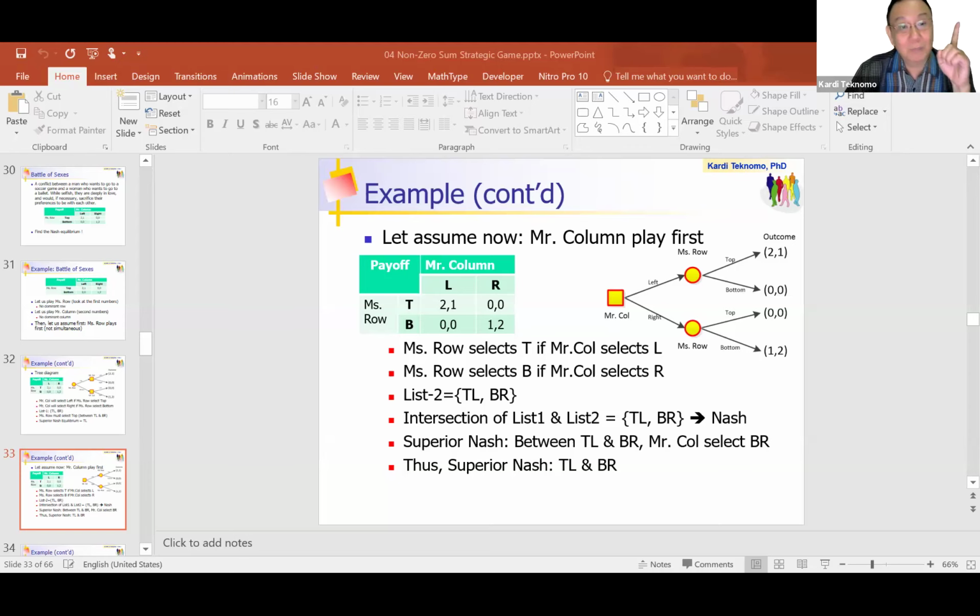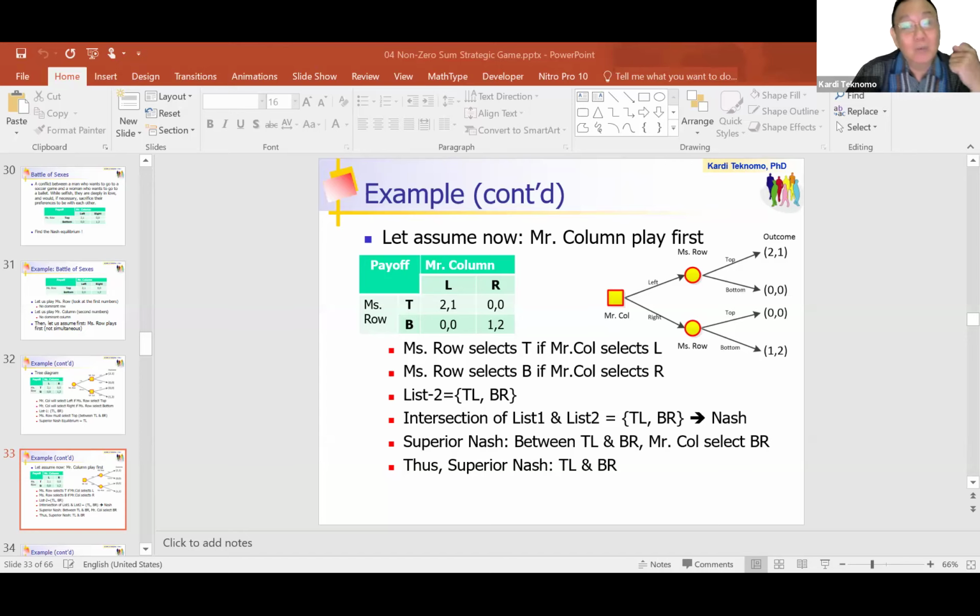Okay, so what will we do? Suppose Mr. Column plays left. If Mr. Column plays first and chooses left, what will happen? What will Miss Rowe do? Miss Rowe will compare between 2 and 0, isn't it? Of course, Miss Rowe will choose 2. Okay, so again, be careful in the list. You still need to put it as row column. So in this case, still TL.